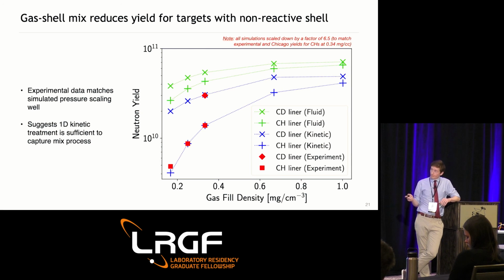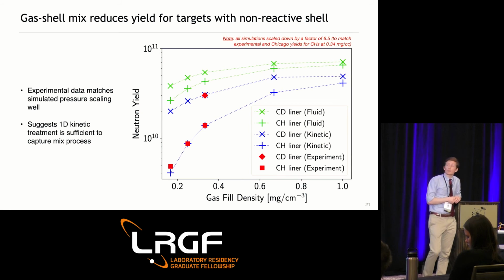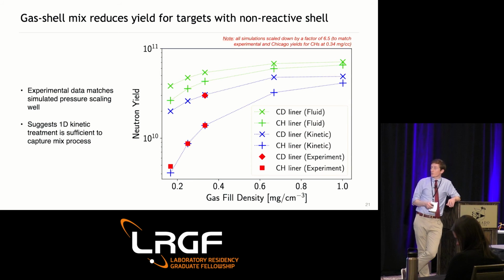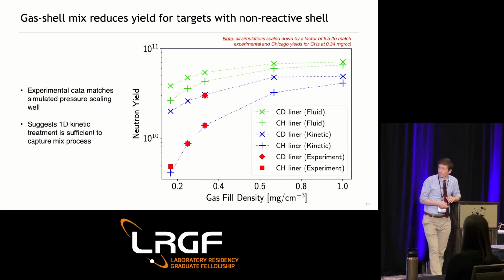as you go down to low pressure. And the nice point is, when you compare with experimental data, you can see that we're capturing this sharp drop-off in CH targets very well, and we're also capturing the relative yield between a CD and CH target. So that's nice. It confirms that there's a lot of mix going on in these targets, and suggests that these 1D kinetic effects could at least be sufficient to explain what's going on. And that's pretty cool, because these are pretty simple 1D simulations.